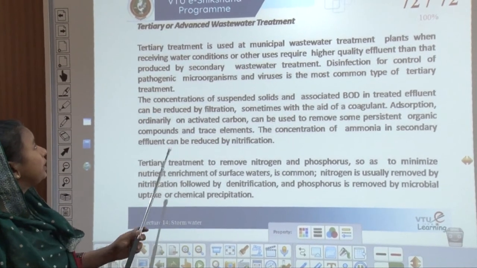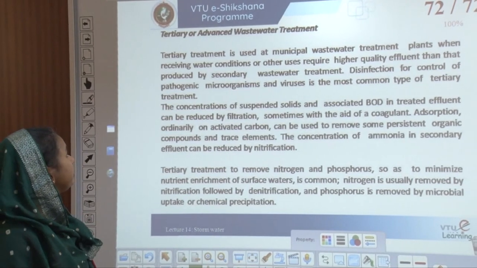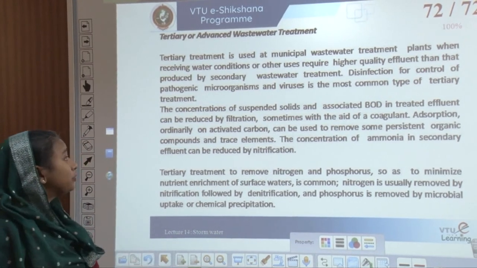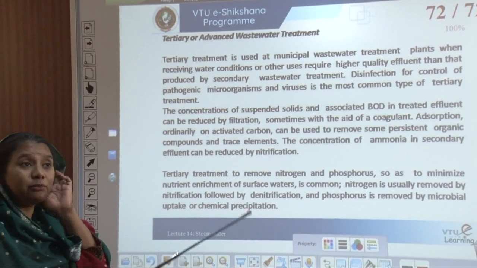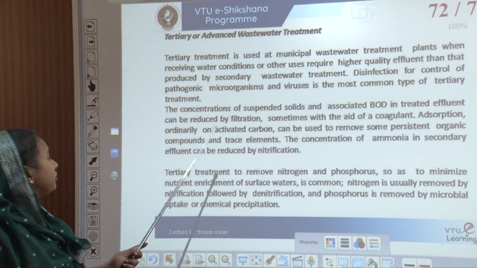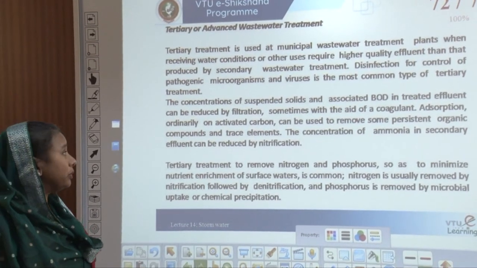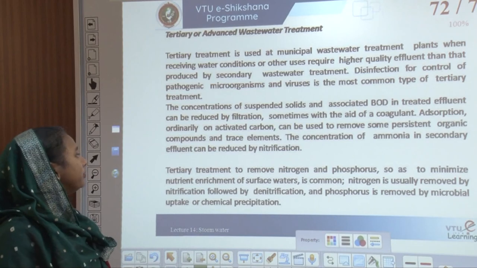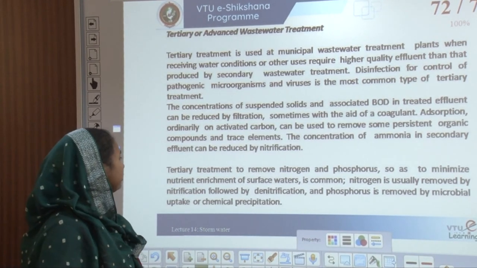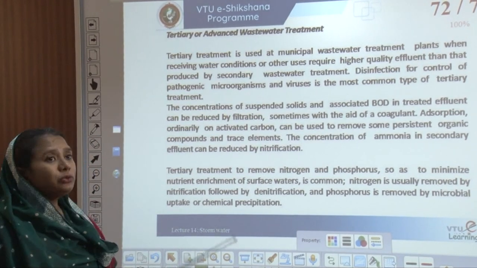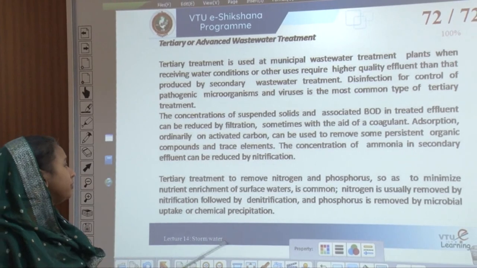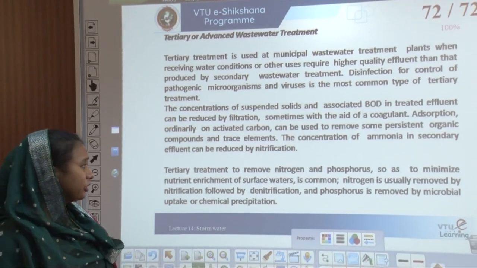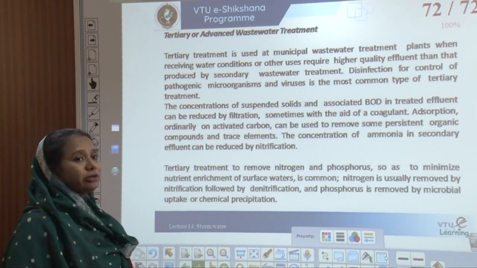The last part is where we treat the water in a tertiary or advanced wastewater treatment. This is when the receiving water conditions require high quality effluent beyond conventional wastewater treatment. Disinfection removes all the pathogenic microorganisms from the tertiary treatment, and this is where we add chlorine and, with the aid of a coagulant, remove all the persistent organic compounds and trace elements. This also reduces nitrification, and is basically to minimize the nutrient enrichment of the surface water. So, nitrogen is also removed and phosphorus is also removed. Nitrogen is removed by nitrification followed by denitrification, and phosphorus is removed by microbial uptake or chemical precipitation.